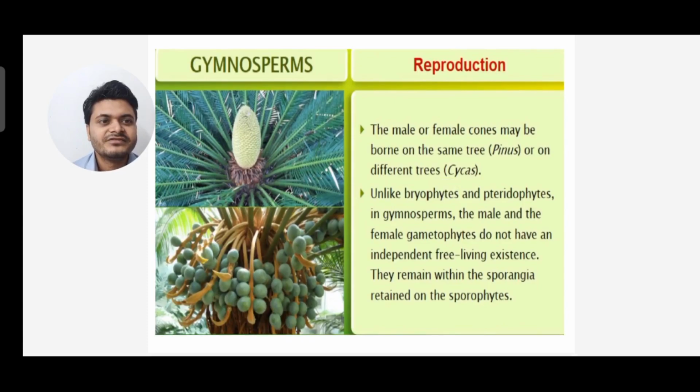Now moving to reproduction, you can see the male and female cones may be borne on the same tree, like in Pinus, or on different trees, like in Cycas. So in Pinus we can find both male and female cones on the same plant, whereas in Cycas we find different male plants and different female plants. So unlike bryophytes and pteridophytes, in gymnosperms the male and the female gametophytes do not have an independent free-living existence. They remain within sporangia retained on the sporophyte.